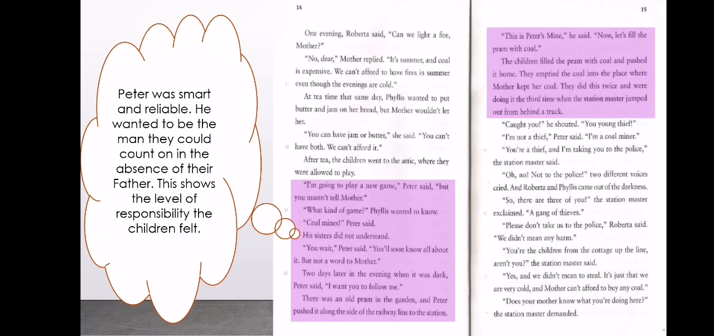Peter was smart and reliable. He wanted to be the man they could count on in the absence of their father, and this shows the level of responsibility the children felt. And again, I will repeat my question. I'd like you to tell me if you think Peter was really stealing or only trying to help.